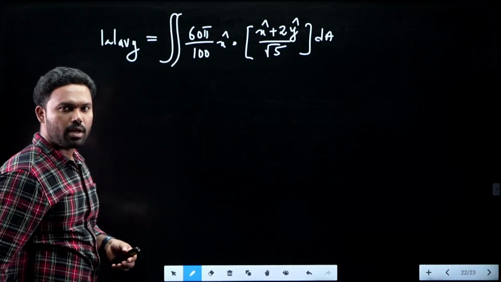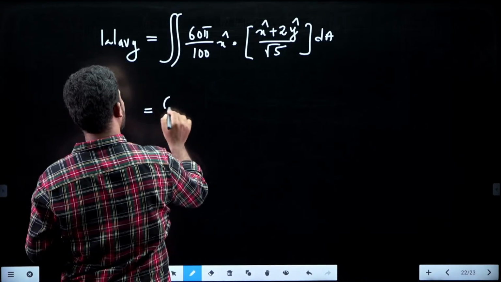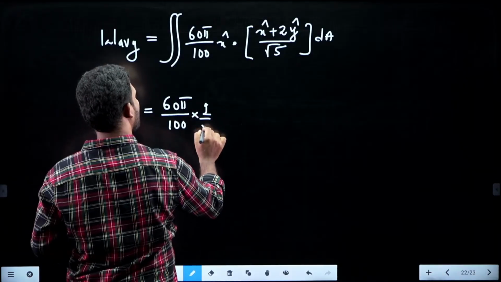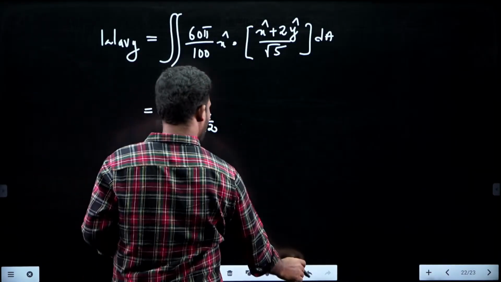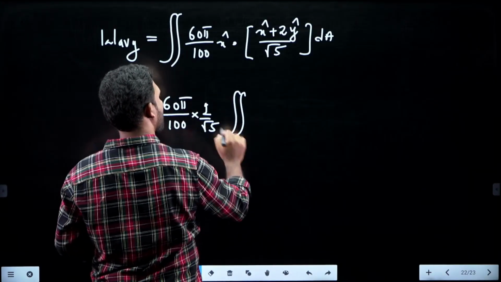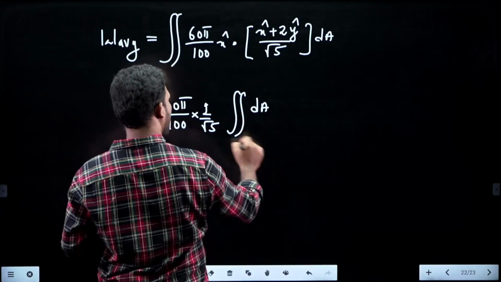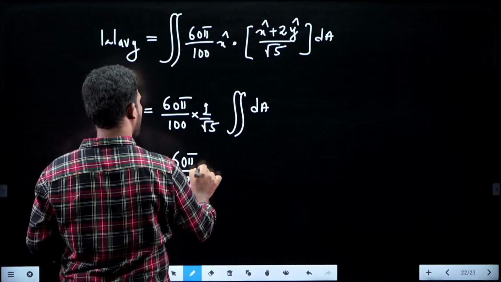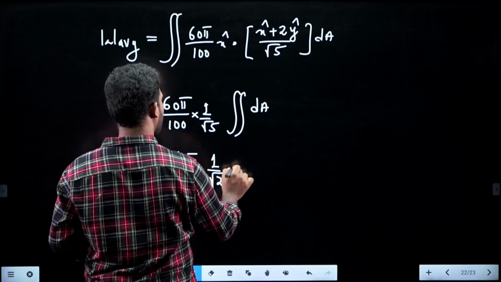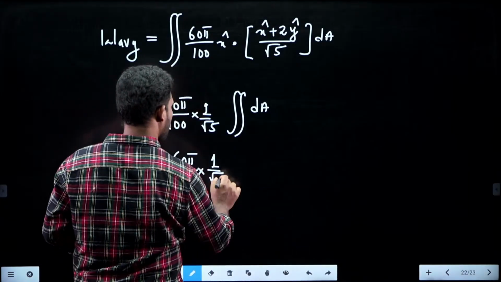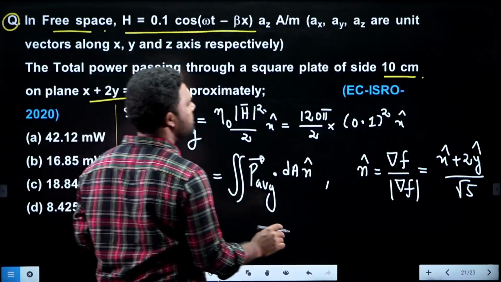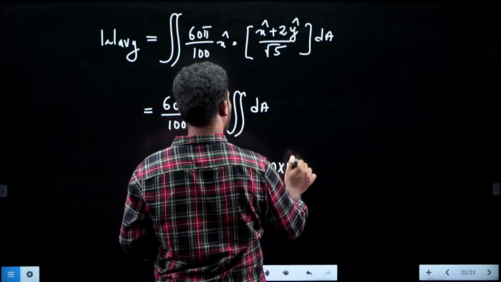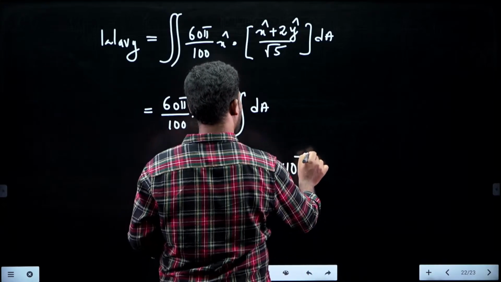So bring the constant, perform the dot product, bring the constant outside. So it is 60 pi divided by 100 into 1 by root 5, into area. So what is this part indicating? It is the area of that square region. It is 10 centimeters by 10 centimeters. So 10 into 10 into 10 to the power of minus 4.